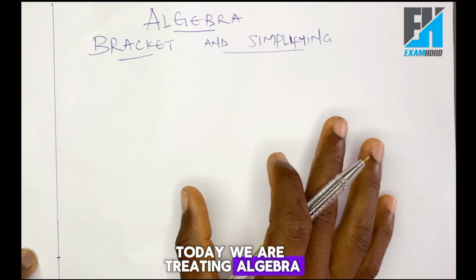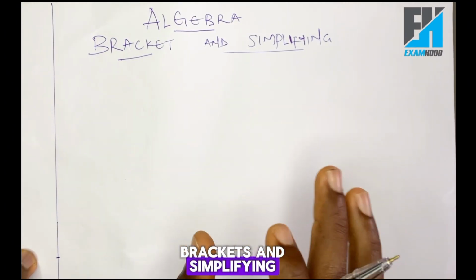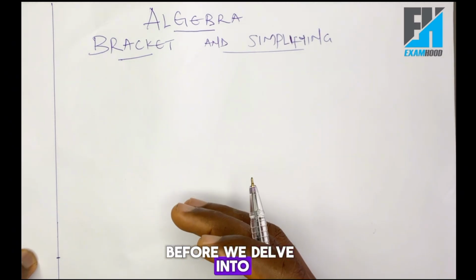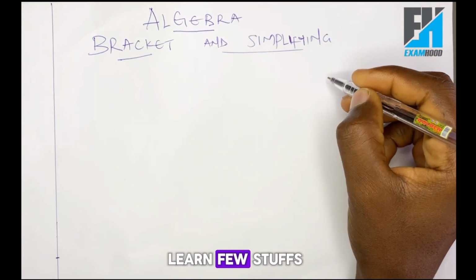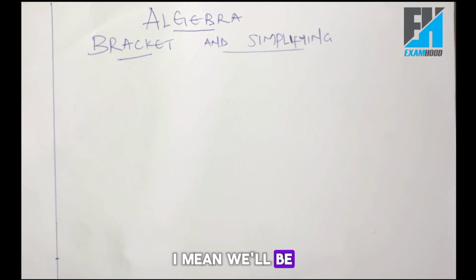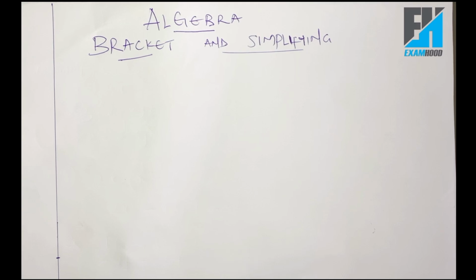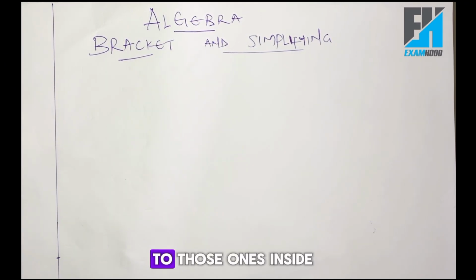Today we are treating algebra, and we are starting with brackets and simplifying. Before we delve into this, I want us to learn a few things, because we'll be expanding brackets. We'll be multiplying through from variables and numbers outside the bracket to those inside the bracket.